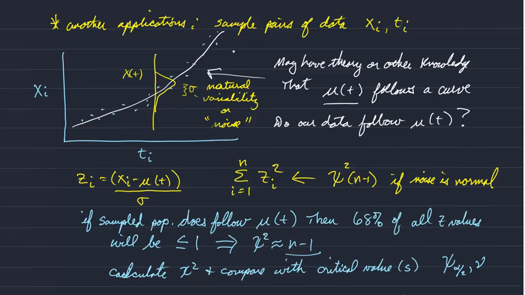So the next example I'm going to show will be very much like this last example, but the curve that we're going to compare with, this theoretical curve, will be a probability distribution function.